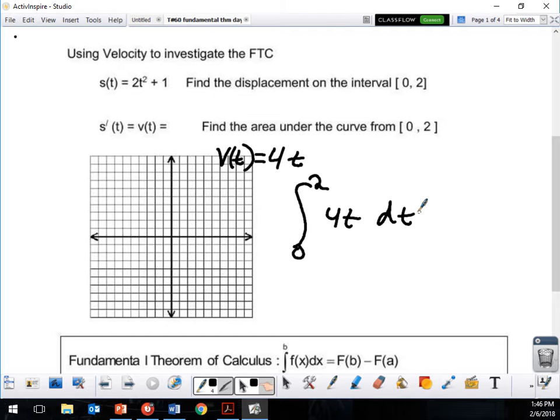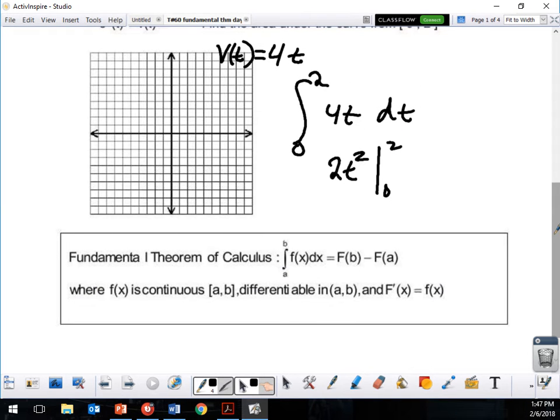Let me get my calculator out. So I'm going to get 2t squared, right? Does this one right here have a c to it? No. This one does not get a c, does it? And the bar, so it's from 0 to 2, right? And that breaks up into 2 times 4, which is 8 minus 0.